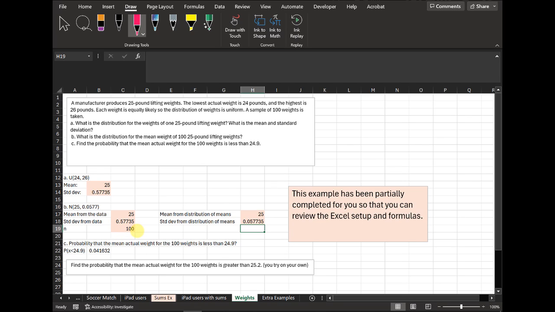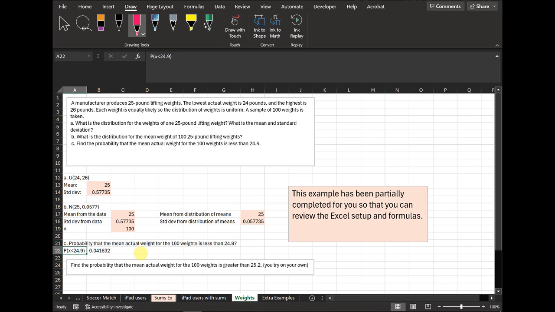So now, if I'm talking about means, I move into my sampling distribution of means, and this is the data that I'm going to work with. Notice what the last question is. Find the probability that the mean actual weight for the 100 weights is less than 24.9. Okay, so this is now talking about doing probability on means, right? So which data set am I working with? The uniform distribution data or the sampling distribution of means? Well, we're talking about means, so we're using this data here.